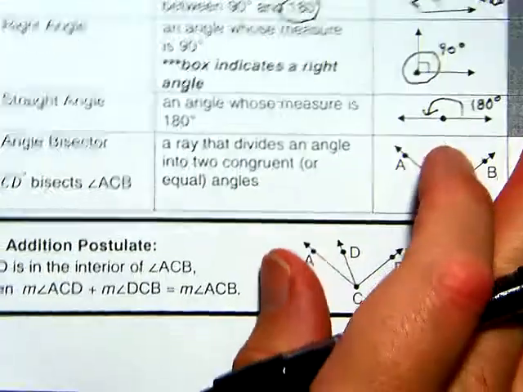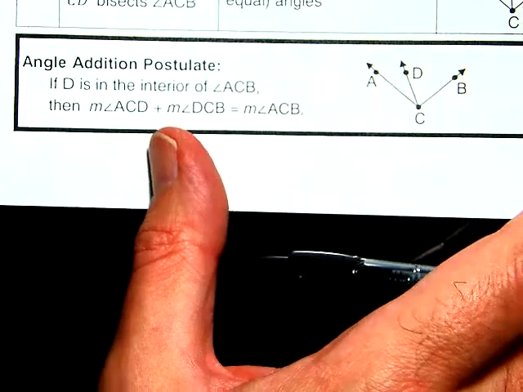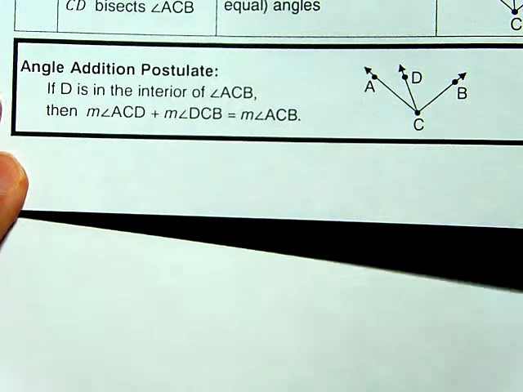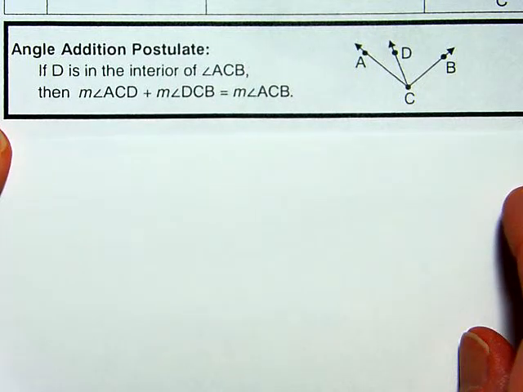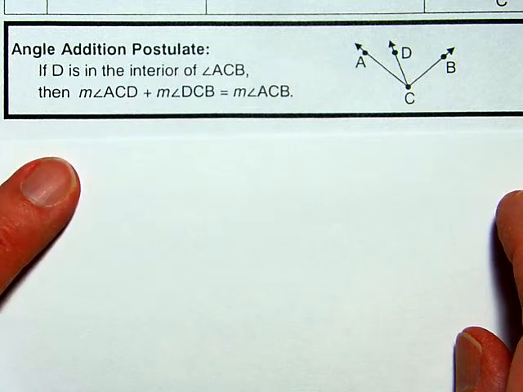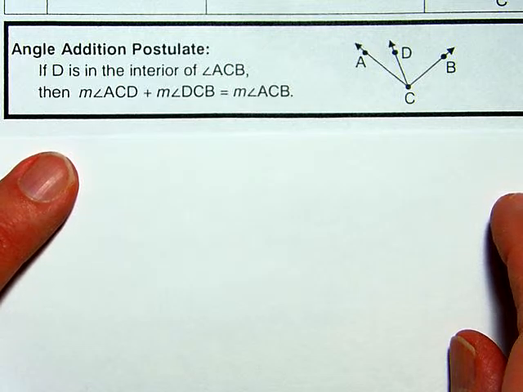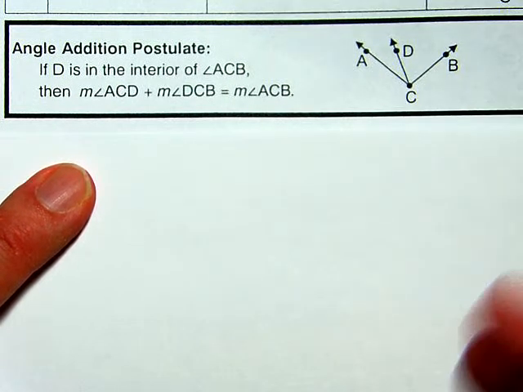So a related concept to all this is the angle addition postulate. So the angle addition postulate is very similar to the segment addition postulate that we saw earlier, which was that if you add the lengths of two segments which are collinear and share a common endpoint, you will be able to add the two measures together to get the measure of the larger segment. And here we've got something very similar. We're going to be adding two smaller angles together to get the measure of a larger angle. So this is the angle addition postulate.